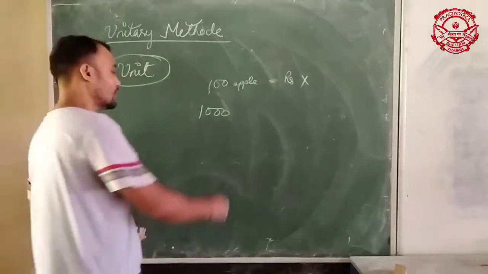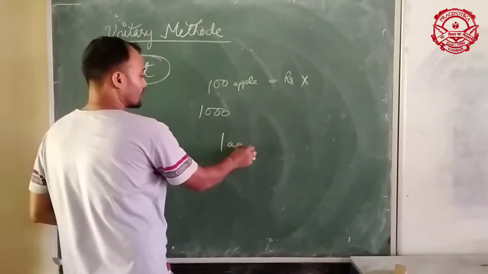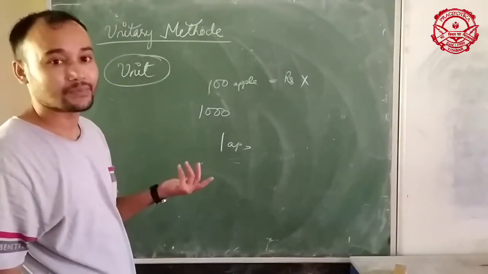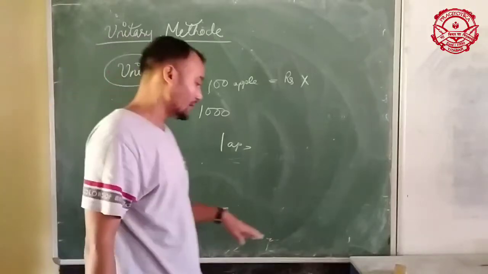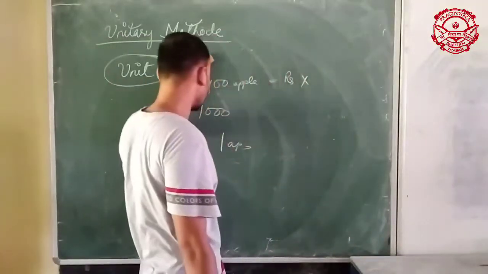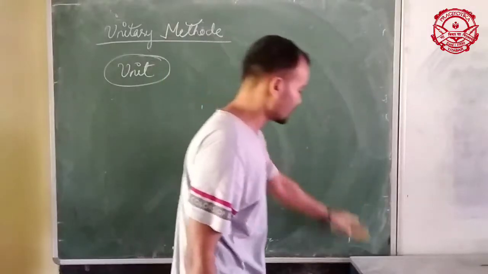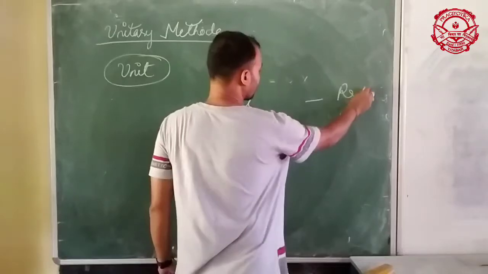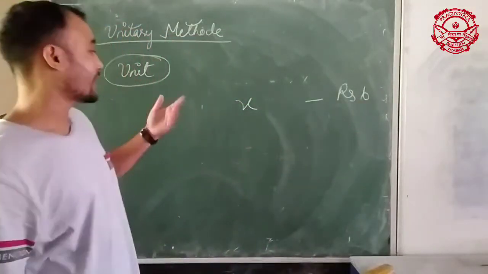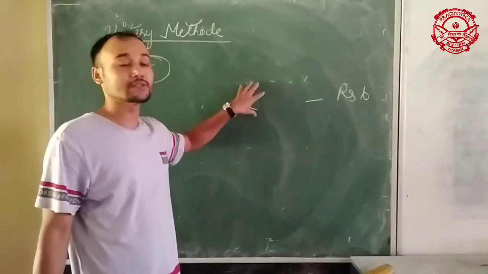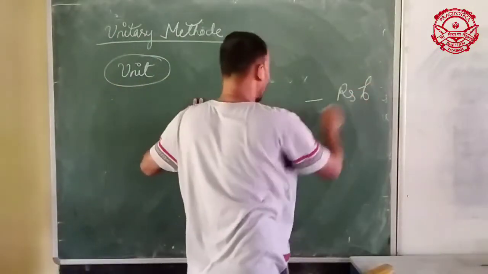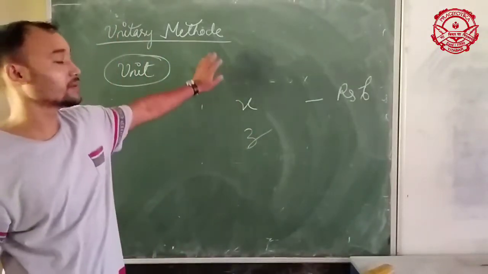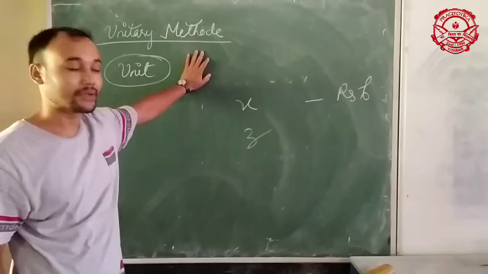Now if I know the value of one apple, then we can obviously calculate the value of 100 apples, 1000 apples, any number. Suppose I am given some variables: the cost of X mangoes is B rupees. Now find the cost of Z mangoes. How will you do this? There is no number to calculate. How can we do this?